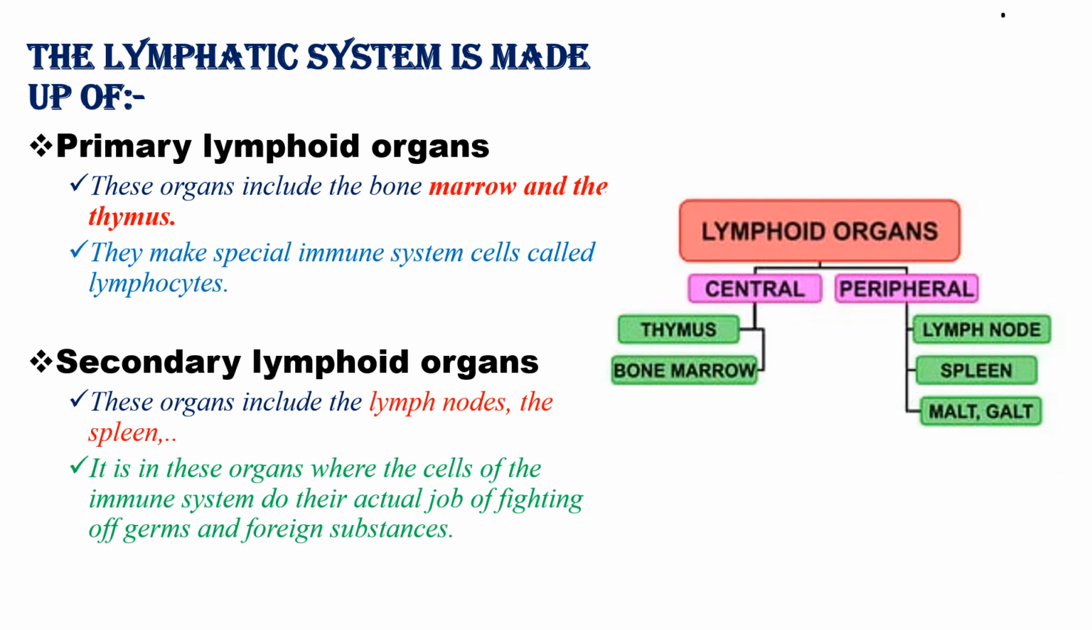So primary lymphoid organs produce immune system cells called lymphocytes, whereas those immune cells do their job at the secondary lymphoid organs. Primary lymphoid organs are bone marrow and the thymus, whereas secondary lymphoid organs are lymph nodes, spleen, and the other cells that are found in the large bowel.